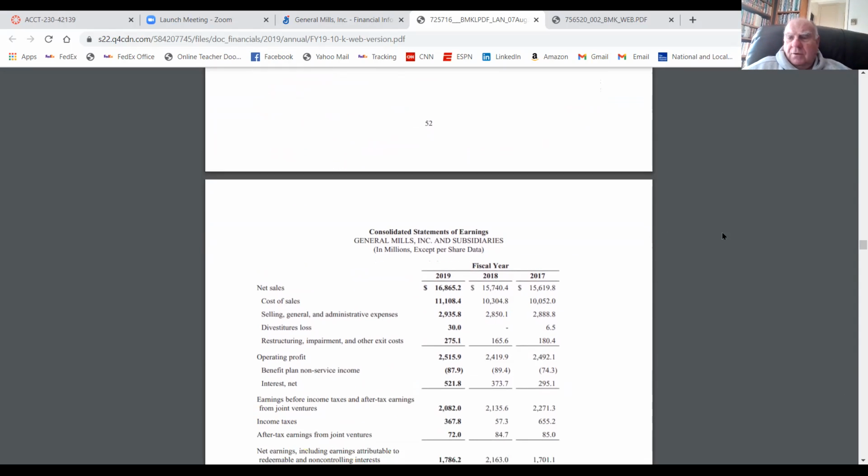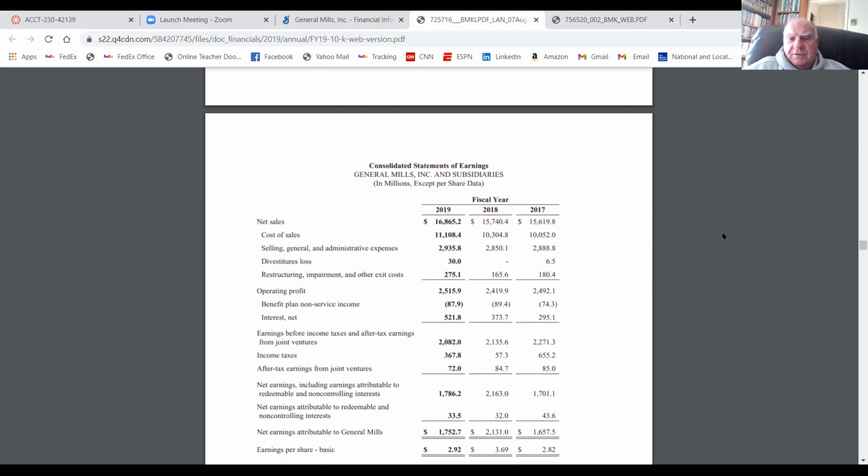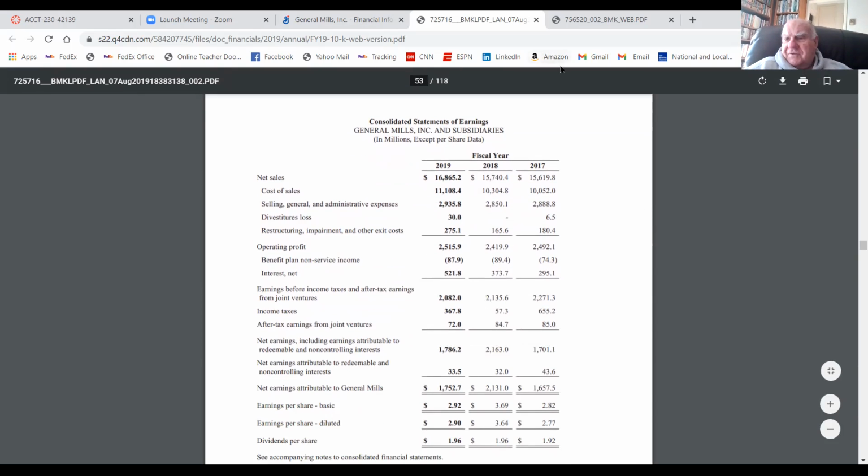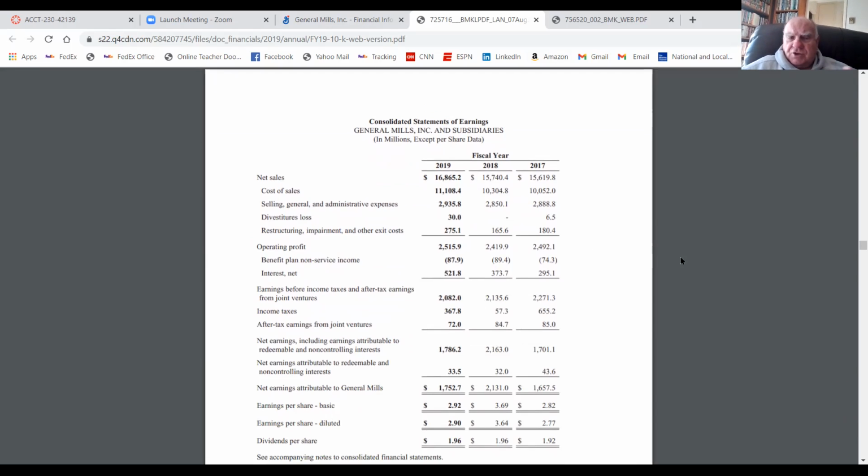So now that we've got the blather done from the president of the company, let's take a look at your consolidated statement of earnings. We could have found this information above somewhere, but this is in the most clear, easy to digest form. So take a look. Wow, General Mills actually uses the word net sales. That is the first line of your FSA for the years 19, 18, 17.